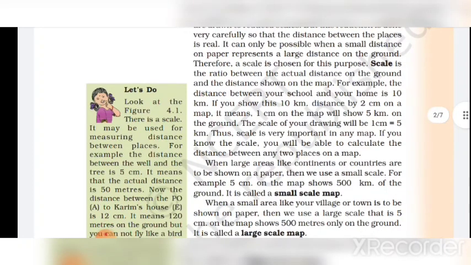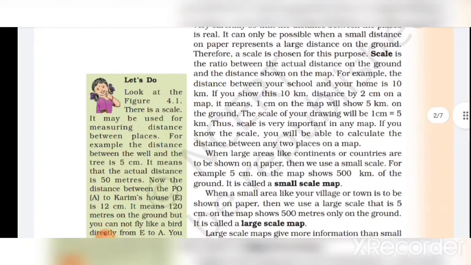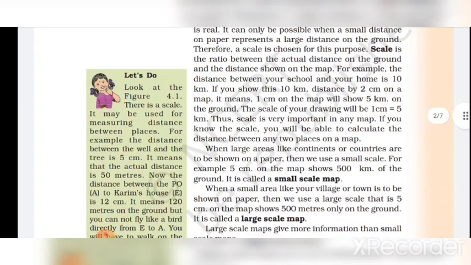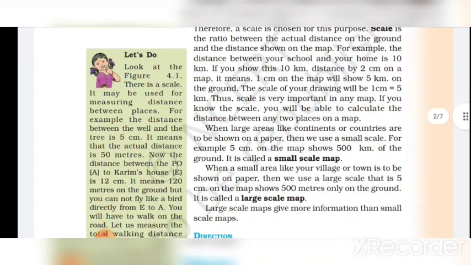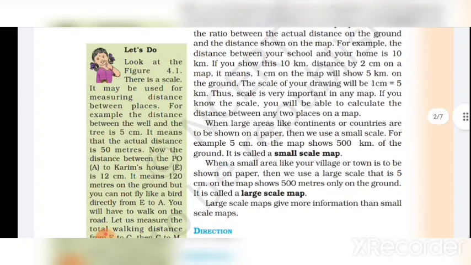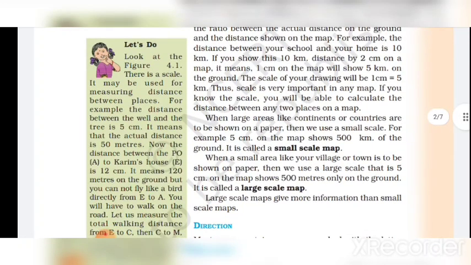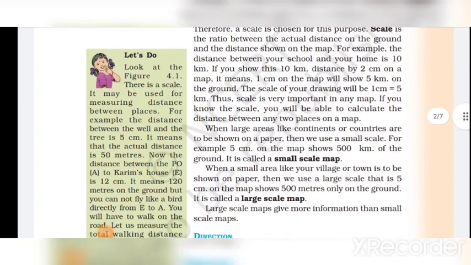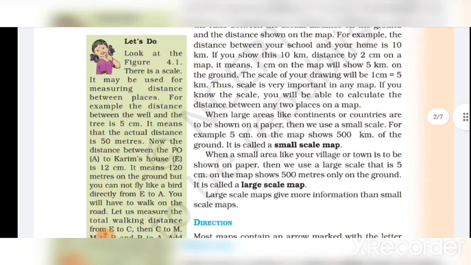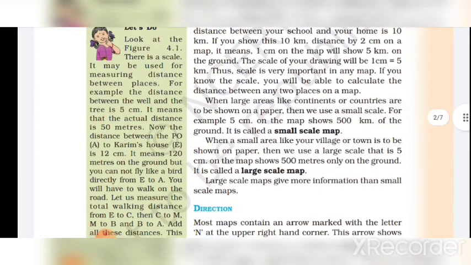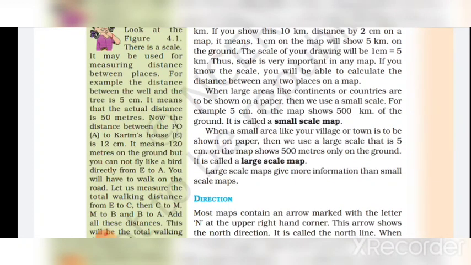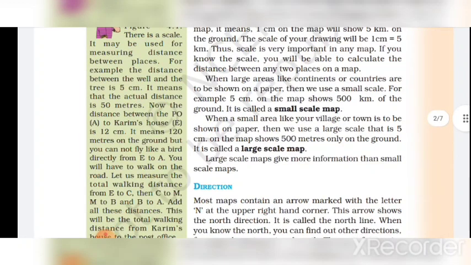Scale is the ratio between the actual distance on the ground and the distance shown on the map. For example, the distance between your school and your home is 10 km. If you show this 10 km distance by 2 cm on a map, it means 1 cm on the map will show 5 km. On the ground, the scale of your drawing will be 1 cm is equal to 5 km. Thus, scale is very important in any map. If you know the scale, you will be able to calculate the distance between any two places on a map.